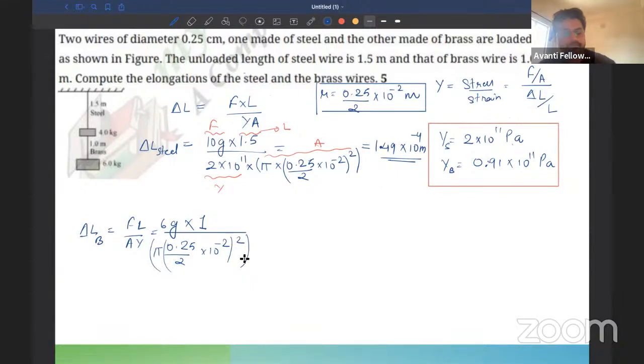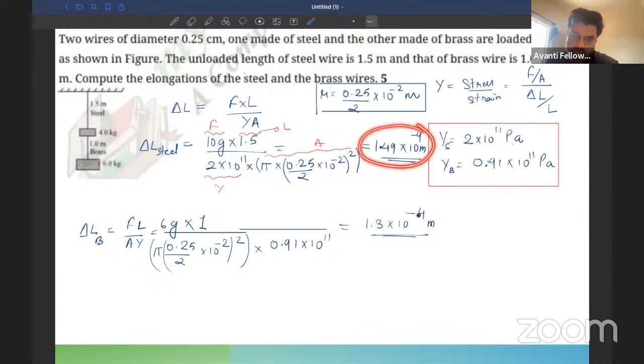This is area. Okay. Then Young's modulus. Young's modulus is 0.91 into 10 to the power 11 pascals. Okay. So what is the answer for this one? I have again calculated for this one. It is 1.3 into 10 to the power minus 4 meters. Means in steel wire it is 1.49 into 10 to the power minus 4. In brass wire it is 1.3 into 10 to the power minus 4.